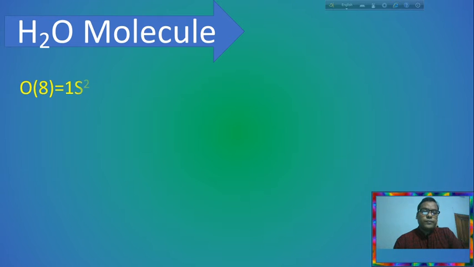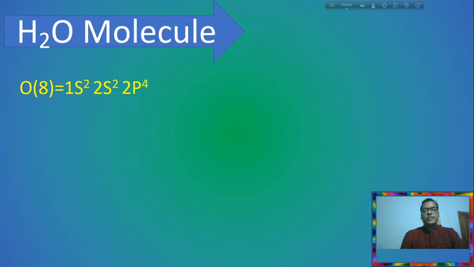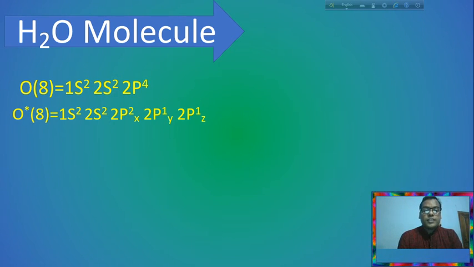H2O molecule. The central atom of water is oxygen and its electronic configuration is 1s2 2s2 2p4. It has 6 electrons at the outermost principal energy level. To follow the octet rule, oxygen needs another 2 electrons. The electronic configuration of the excited state of oxygen is 1s2 2s2 2px2 2py1 2pz1. There are 6 electrons.